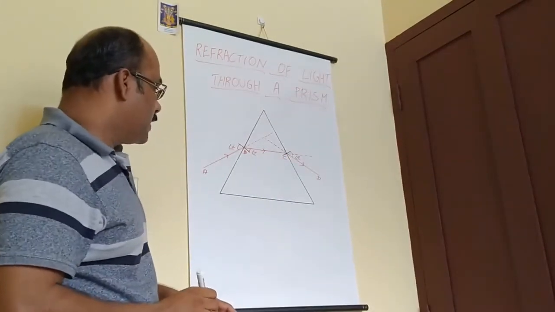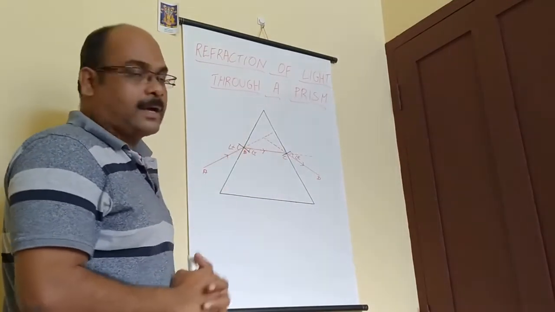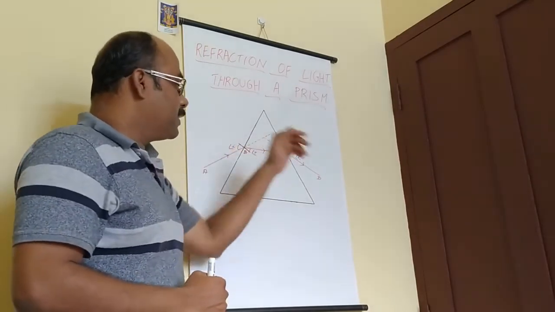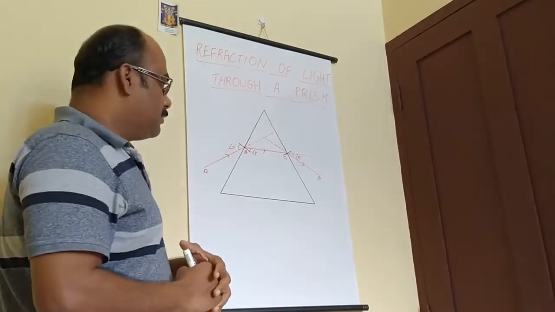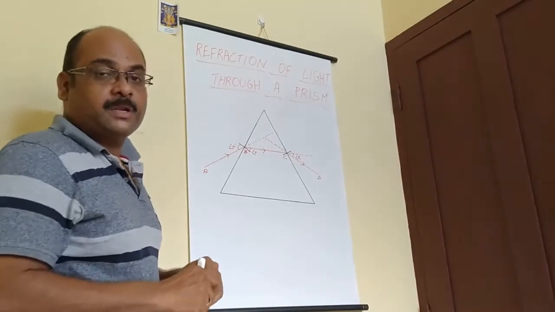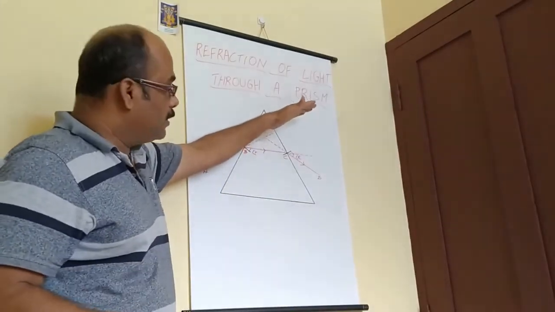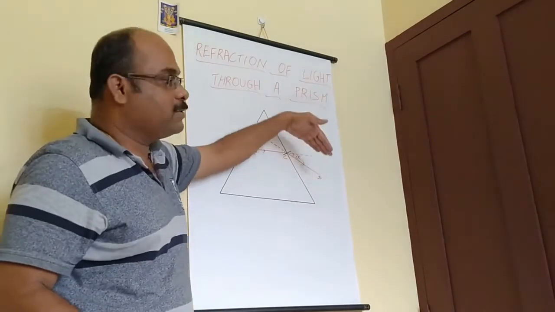So here we got three angles: angle of incidence, angle of refraction, and angle of emergence. The same with three rays also: incident ray, refracted ray, and emergent ray. Now how much has this ray deviated from its original path? So this was the original path. Now how much did it deviate? Now it is going in this direction.